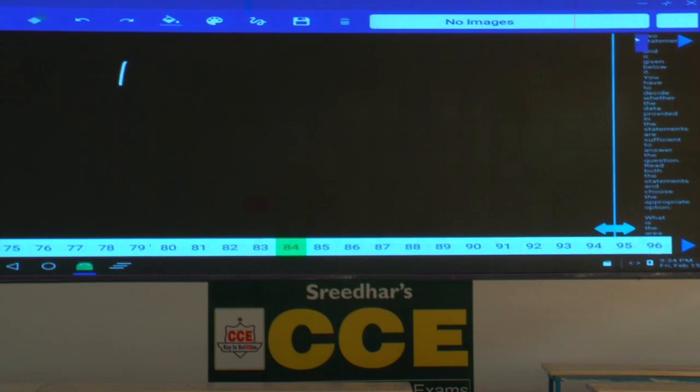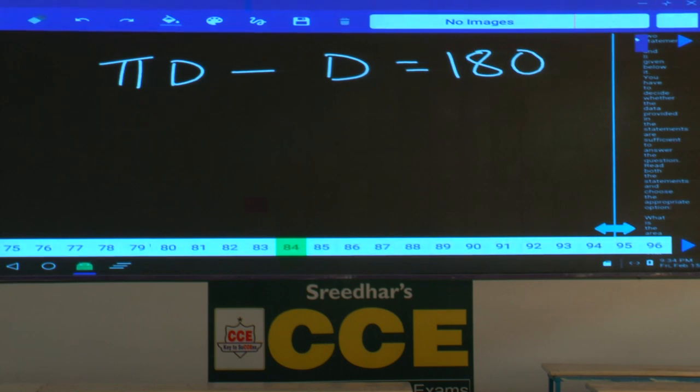Circumference, in the sense just now discussed, is pi d, and diameter is d. Obviously pi d is more than d. This is given as some number, 180 maybe. Using this, can we calculate the d value? Then pi r square is also possible? Yes.